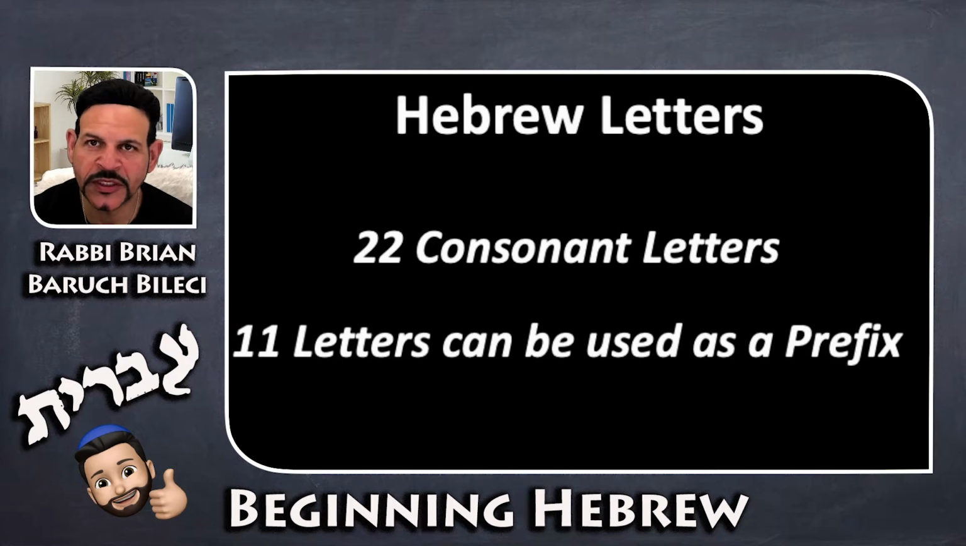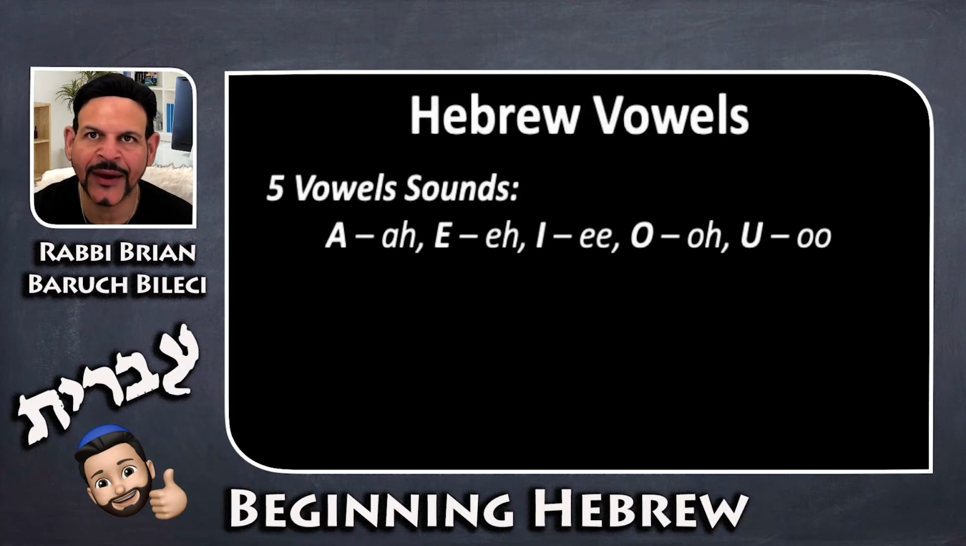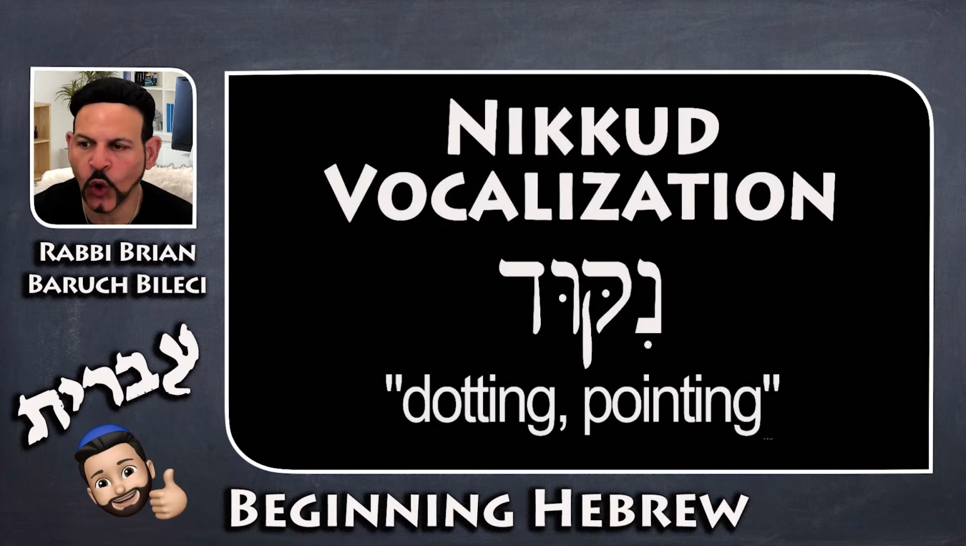Half of them can be used as a prefix, but a language that has 22 consonant letters, where we take one consonant plus a vowel and have an open syllable, or with an extra closing consonant, we can have C plus V plus C equaling a closed syllable. The C is a consonant letter, one of the 22, and then we use the A, E, I, O, and U, pronounced A, E, I, O, U, as vowels. This is a Nikkud vocalization.